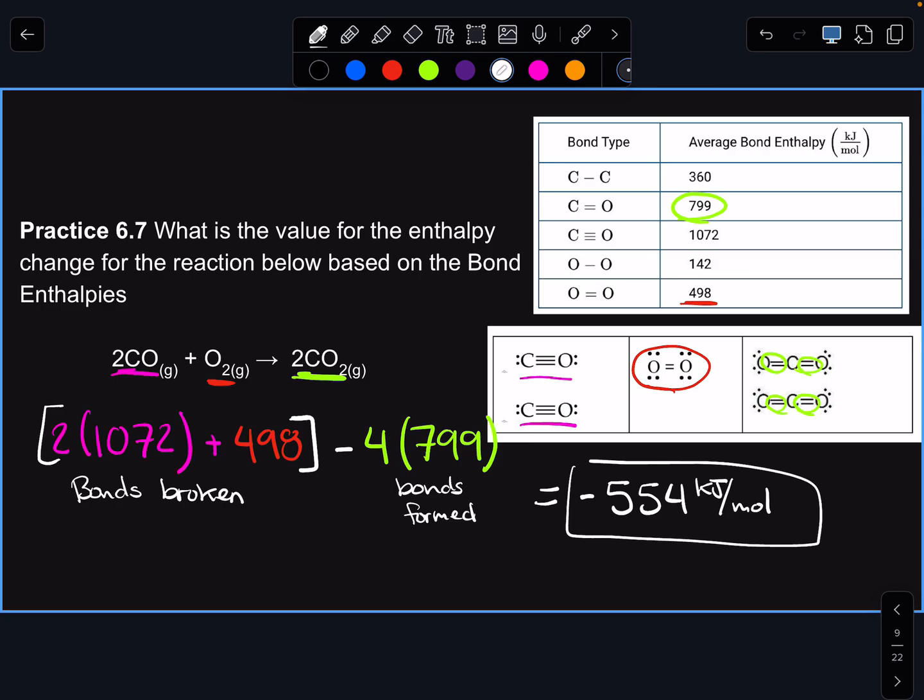The surroundings took in the energy. The system lost it. So what would we classify this reaction as? Yeah, so this would be exothermic. Okay, try practice 6.7 with your table group. Once you have an answer, change your light to green, and I'll come around and check it, okay?